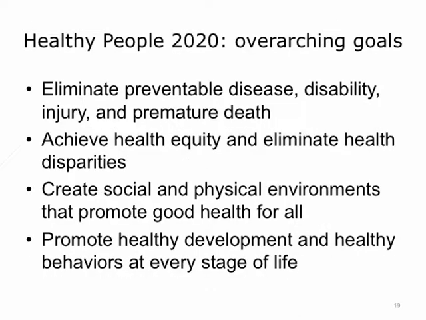The Healthy People 2020 proposes 4 major overarching goals to address threats to the public's health. One is to eliminate preventable diseases, disabilities, injury, and premature death. Second, to achieve health equity, eliminate health disparities. Third, to create social and physical environments that promote good health for all. Finally, to promote healthy development and healthy behaviors at every stage of life.